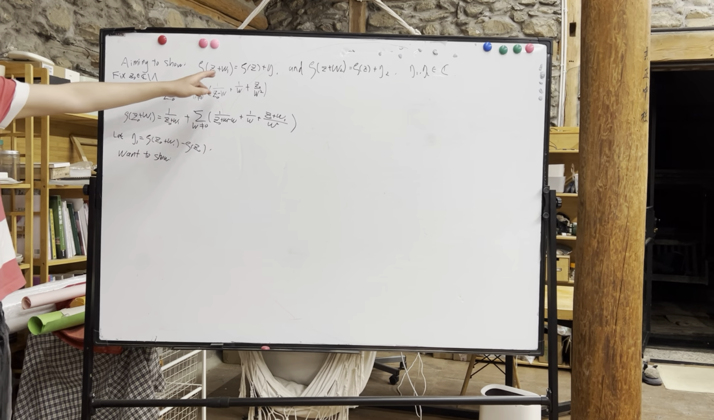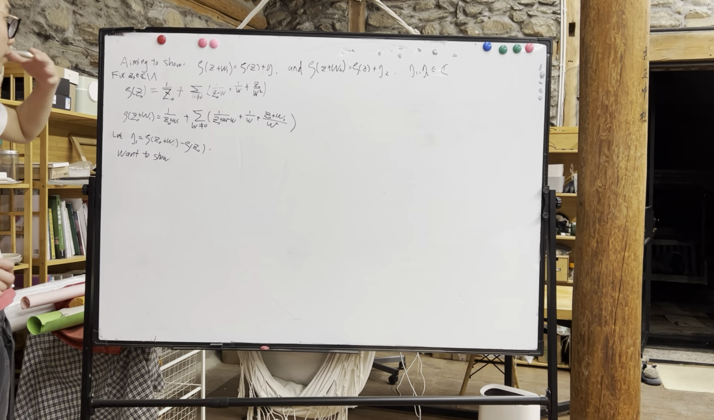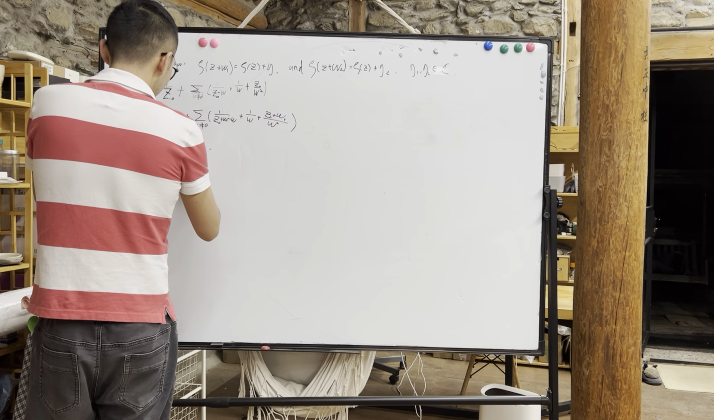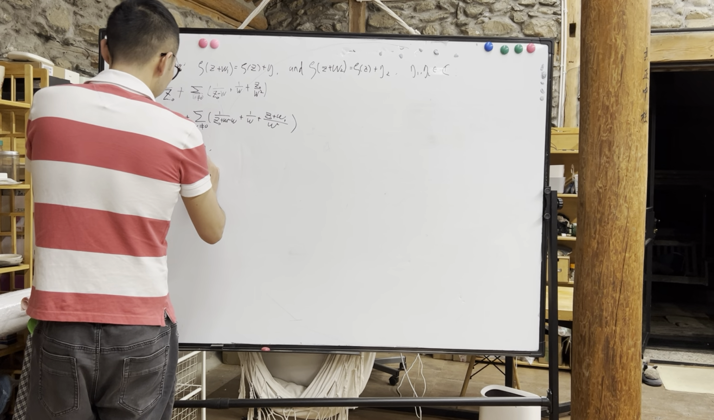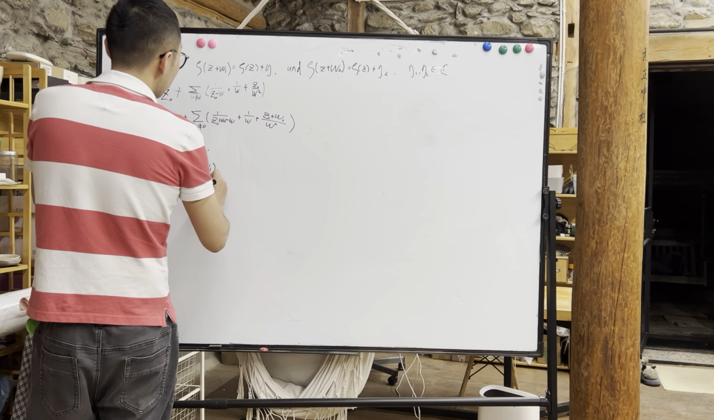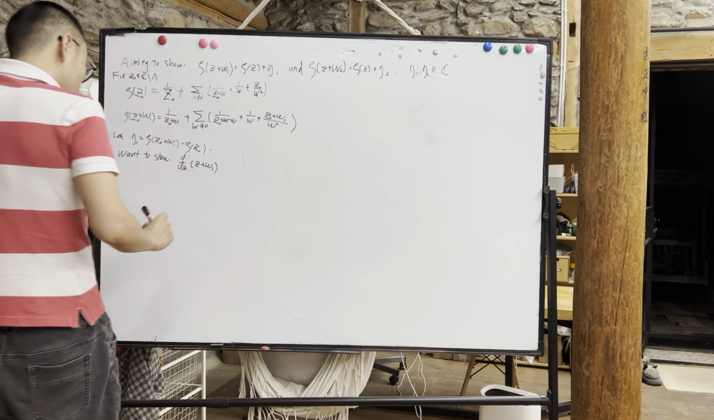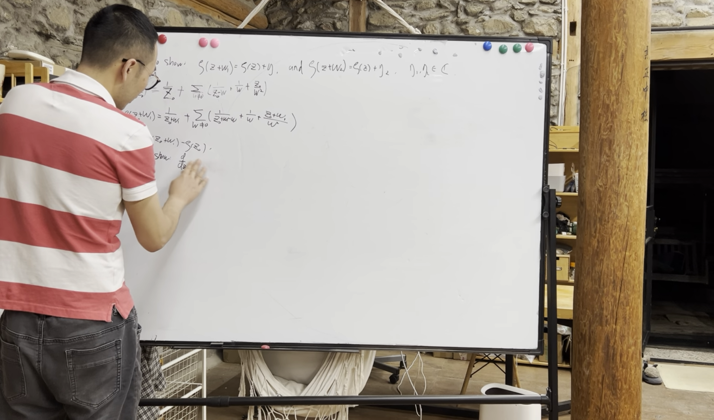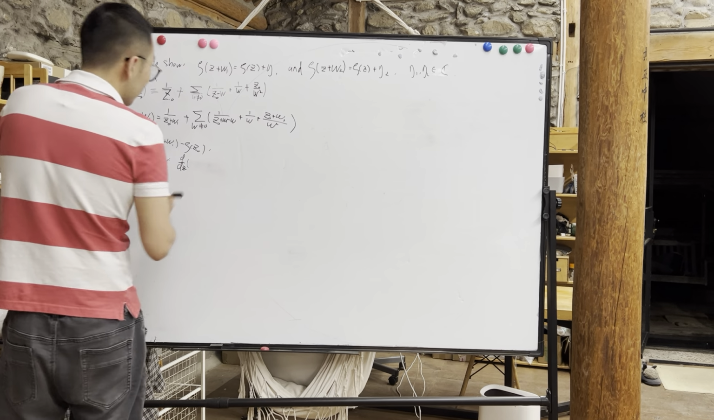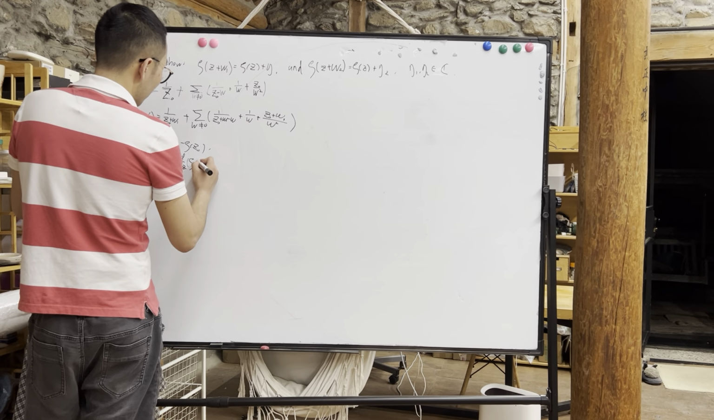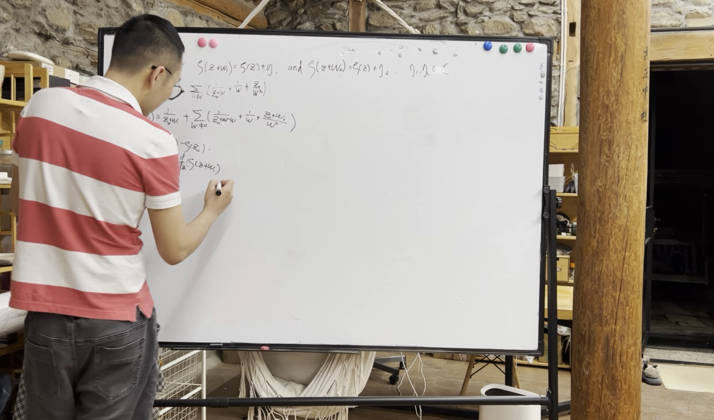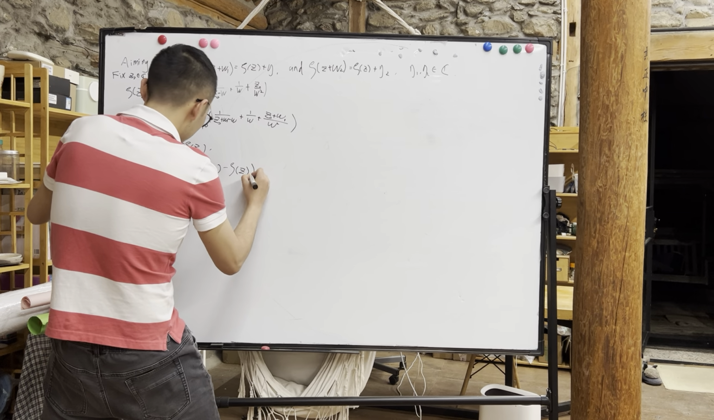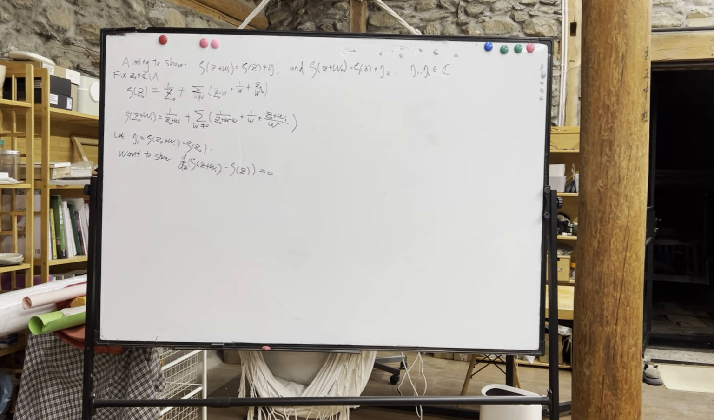So if I show that their difference after taking the derivative gives 0, then I'm done, right? So I want to show that the derivative d/dz of zeta of z plus omega 1 minus zeta of z is equal to 0.